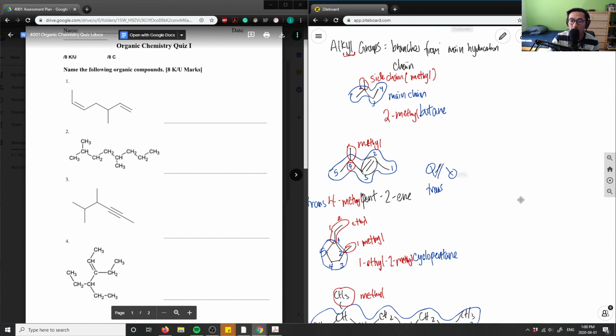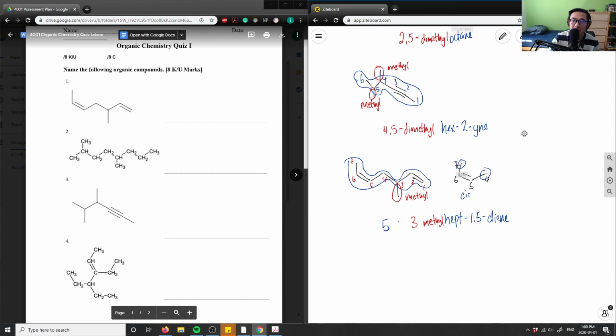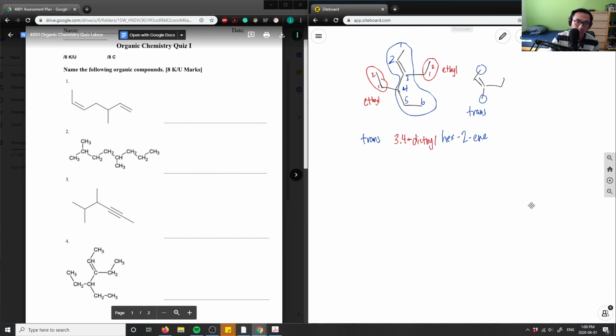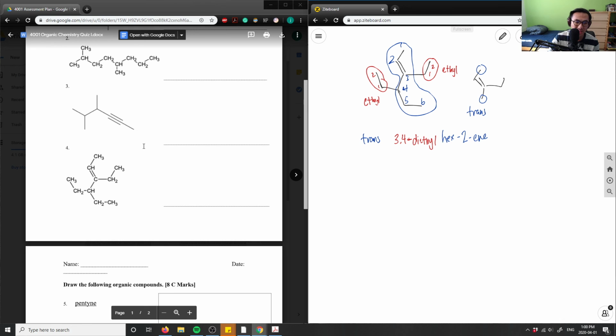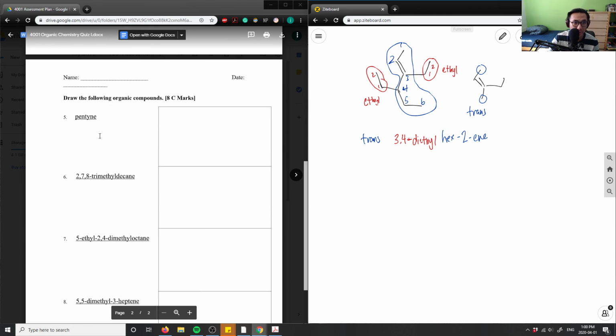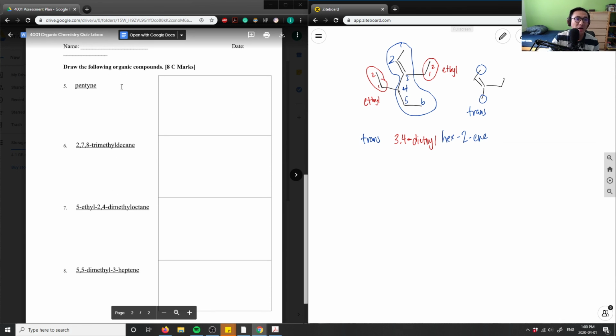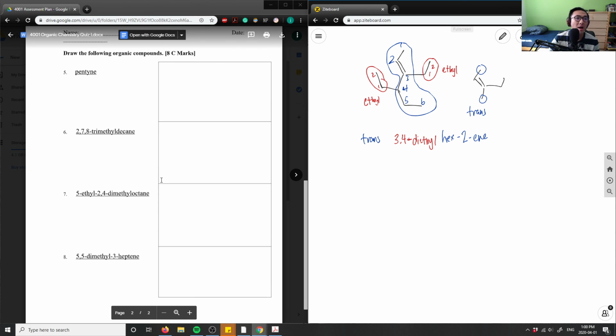So for next session, we're going to continue with this. Instead of just naming, we're going to do some drawing. We're going to draw these following organic compounds, and then we're going to start adding on to our list with different functional groups.